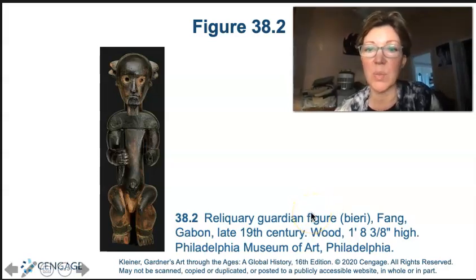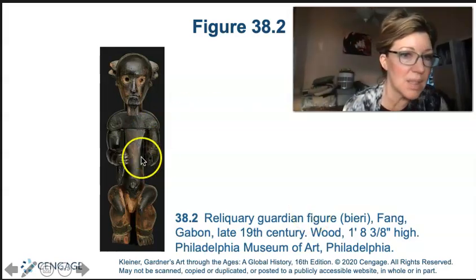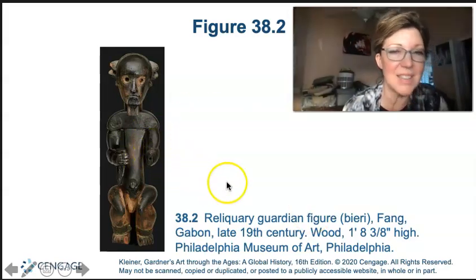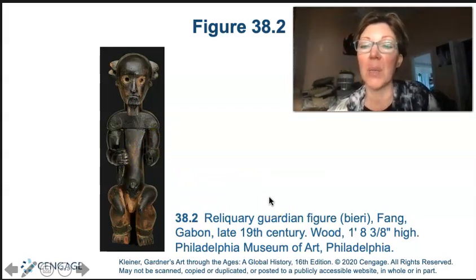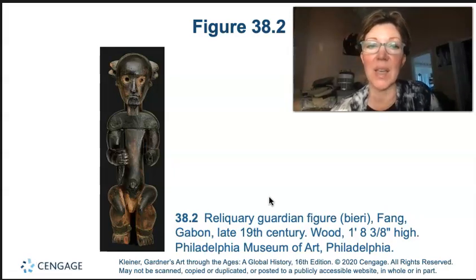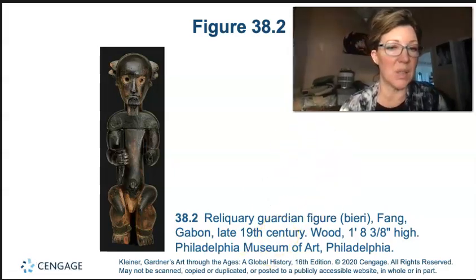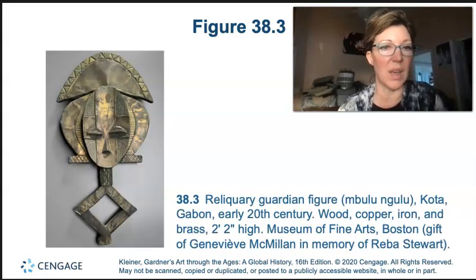Oh, the stylized wooden figures, Bieri, with infantile limbs. Look at the little baby. That looks like little chubby baby arms and legs, and adult musculature. Made by the Fang people, they functioned as protection for relic containers. I wish they would tell us what was in it, because I'd love to know that.